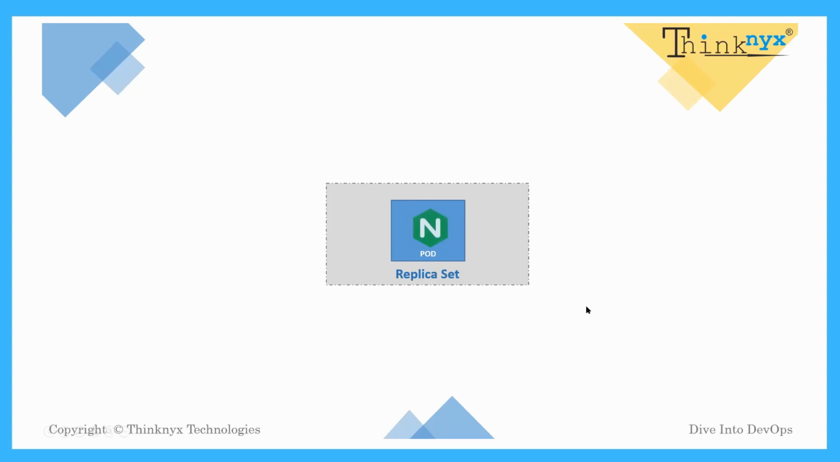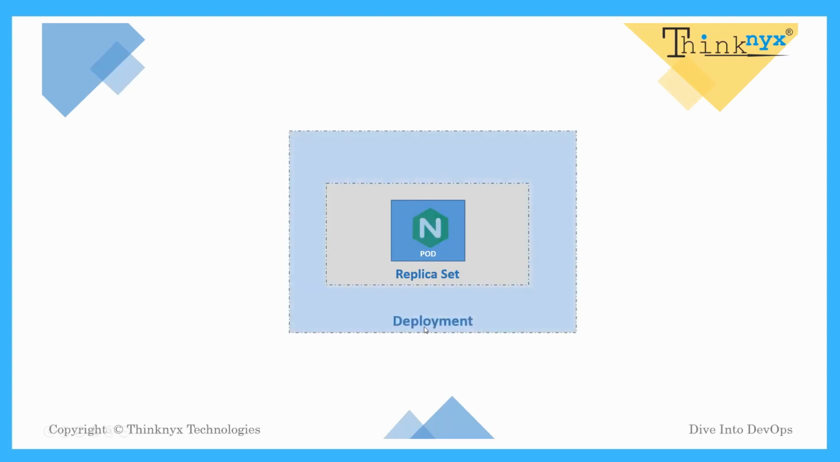Don't create replica set. Create another object on top of it. And that object is actually known as deployment. When you talk about production, you will always see people creating Kubernetes deployments. It means they are creating deployments which will automatically create the replica set, which will automatically create the pod and subsequent containers. Now, question comes, why deployment?